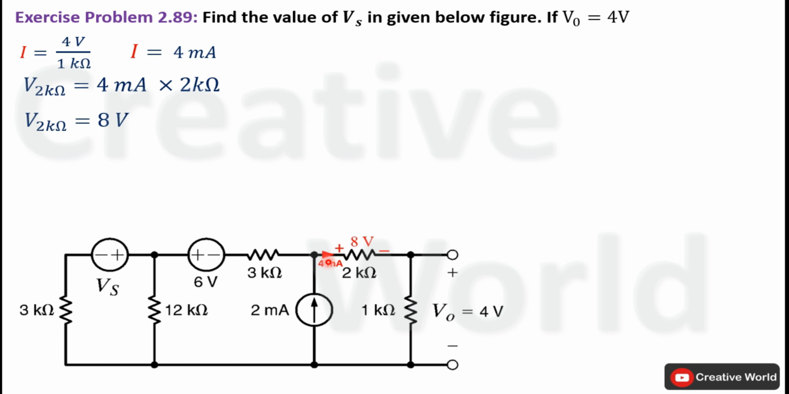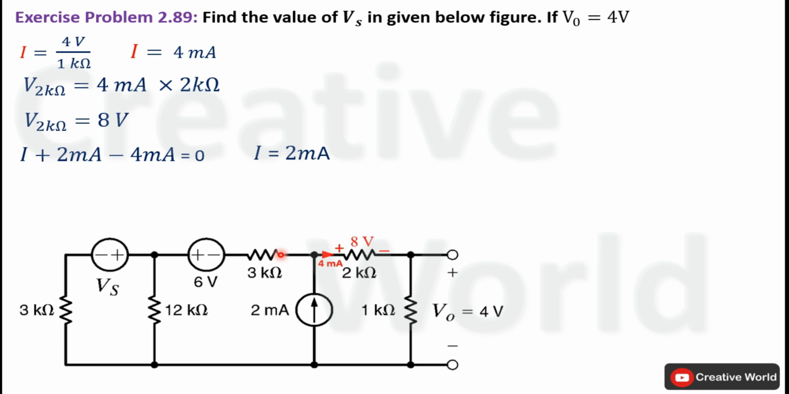Now 4 milliampere current is leaving from this node while 2 milliampere current is entering this node. So in order to leave 4 milliampere current from this node, current of this branch should enter this node, and the value of current will be the sum of both entering currents minus the leaving current. So it will become 2 milliampere. So 2 milliampere current will be entering this node in order to leave 4 milliampere current from this node.